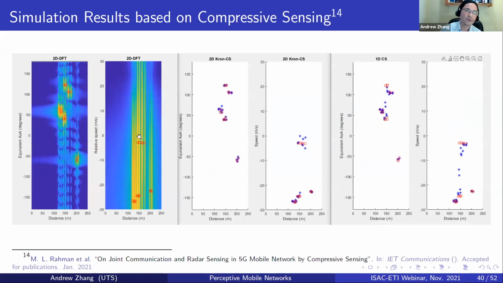Here is a simple result demonstrating the potentials of these algorithms. This is the periodogram result. We can see the Doppler estimation is quite rough, and the resolution in terms of the speed is quite low. But if we look at the result obtained from 2D compressive sensing and even 1D compressive sensing, we can see the results are quite good. The red circles are the true ground truth, and the blue stars are the estimates.